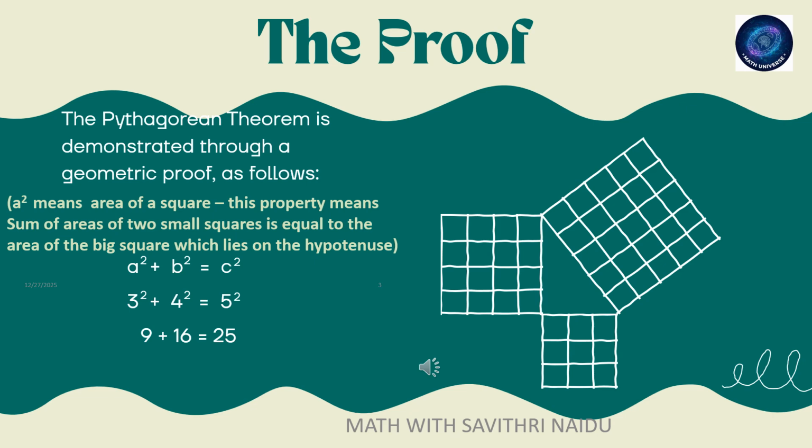Here's a quick demonstration of the theorem. If one side is 3 units and the other is 4 units, the hypotenuse will be 5 units because 3 squared plus 4 squared equals 5 squared. Notice how the areas of the two smaller squares add up to the area of the larger square on the hypotenuse. That's the beauty of this property.